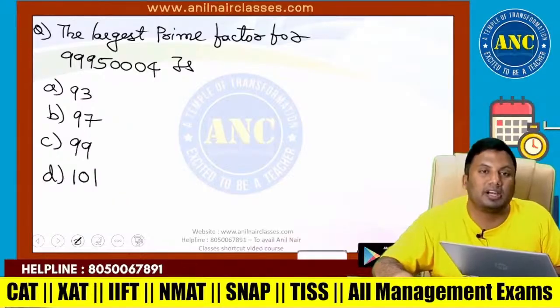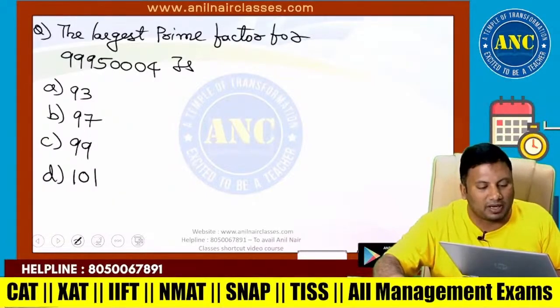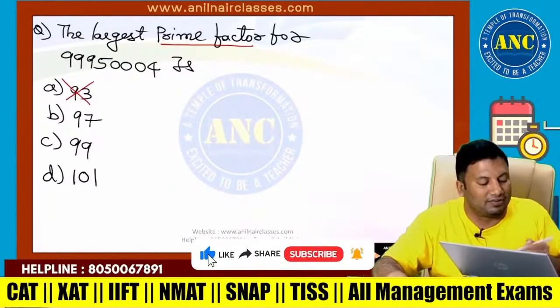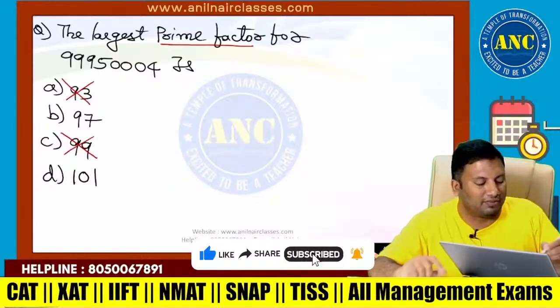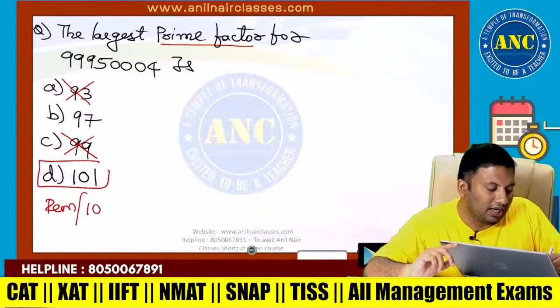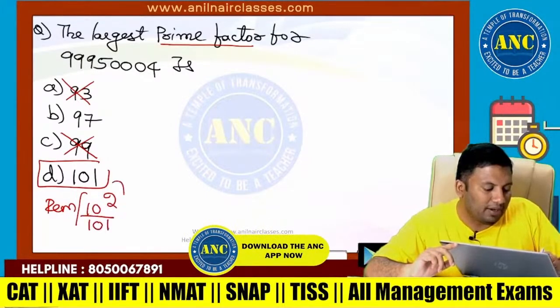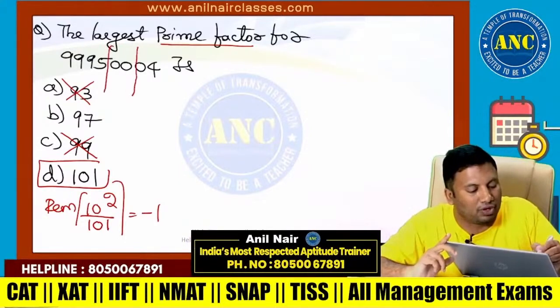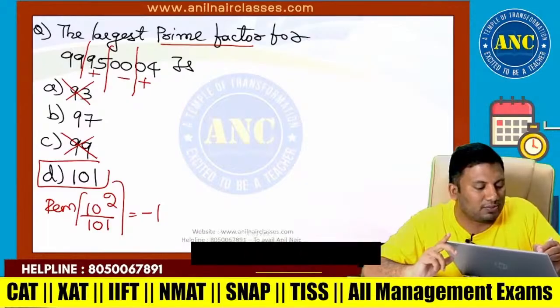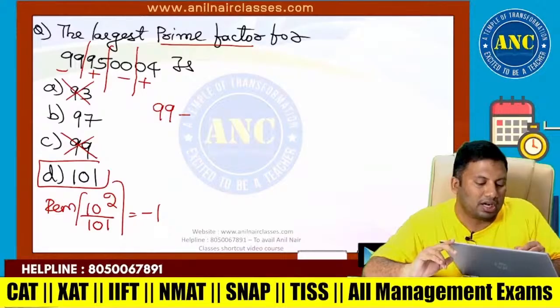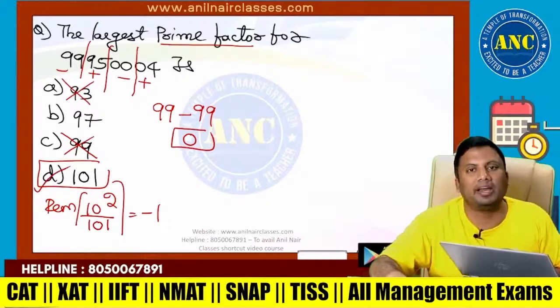By knowing the divisibility rule for 101, the process becomes easier. The factor should be a prime number. 99 is a multiple of 3. For 101, 10 square leaves remainder, when divided by 101, of minus 1. Take a group of 2 digits, alternatively plus minus, alternatively plus minus. 95 plus 4, 99, minus 99, 0. The answer is divisible by 101.